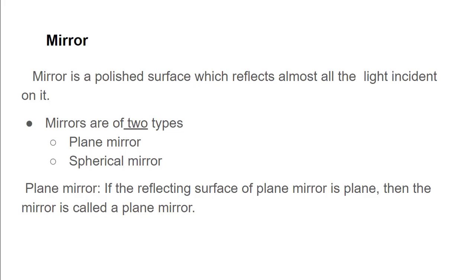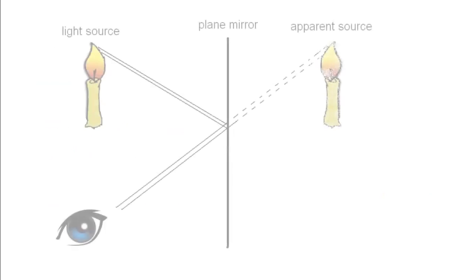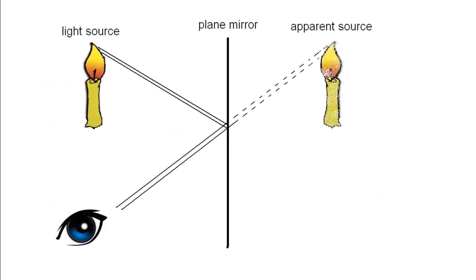Now we move towards the plane mirror. If the reflecting surface of a mirror is plane, then this mirror is called the plane mirror. It means the polished surface is plane and the light rays are incident on it. That plane surface is called the plane mirror. Look at the diagram. The middle one is the plane mirror. That is the smooth surface, plane surface.